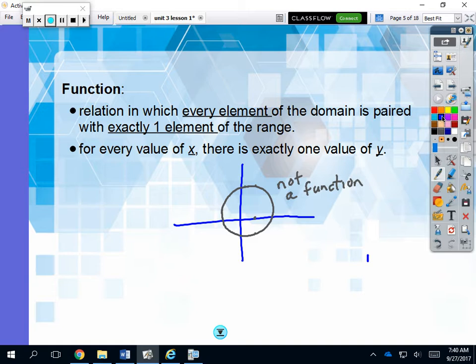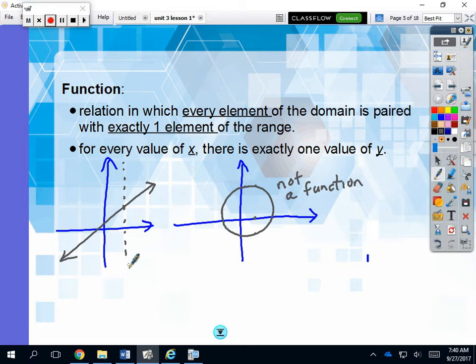Whereas something like this, that bugs me, something like this is a function. Because if I go to this x value here, there's only one y value to go with it. Sometimes we use what we call the vertical line test to test whether something is a function or not, if you remember that from your early math days.